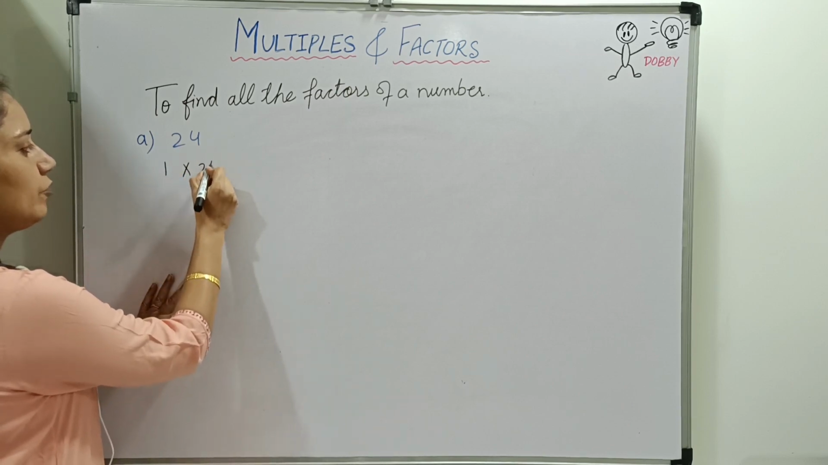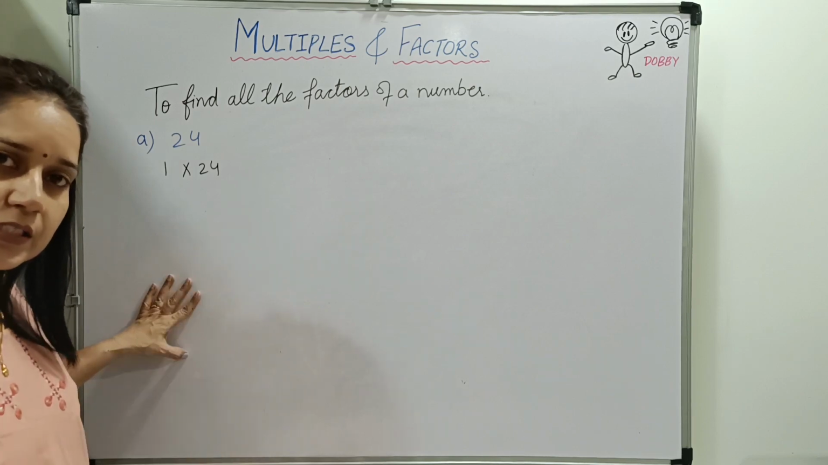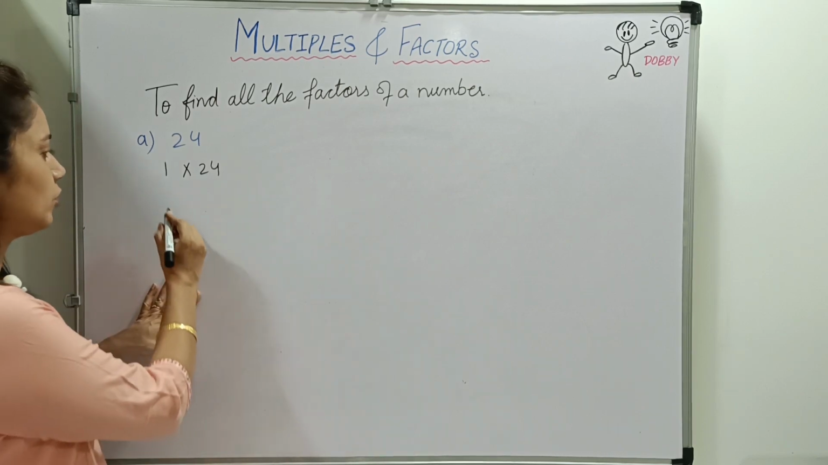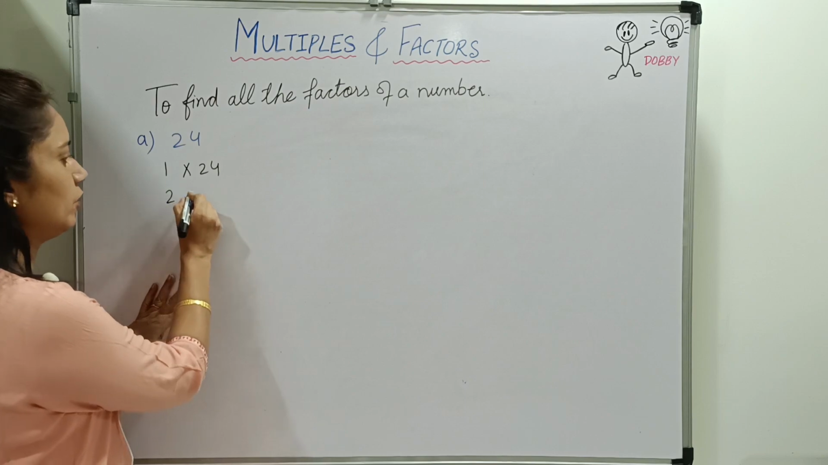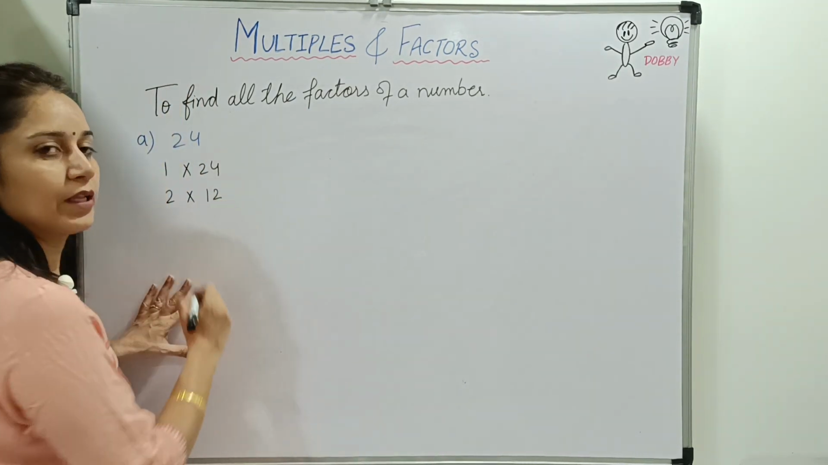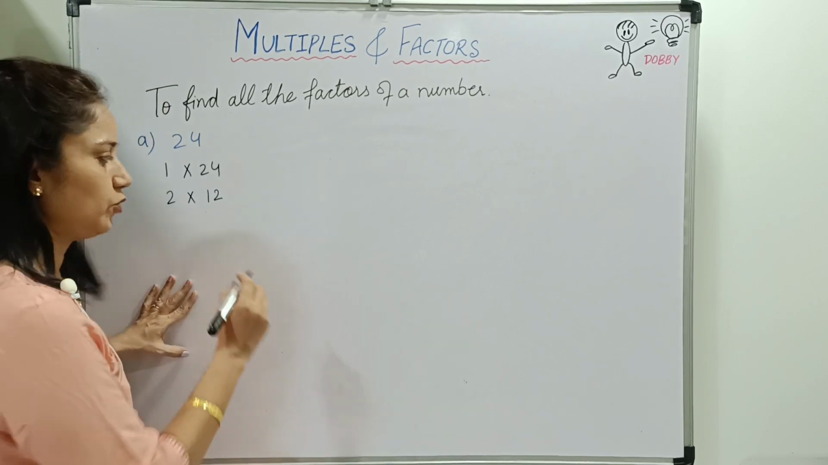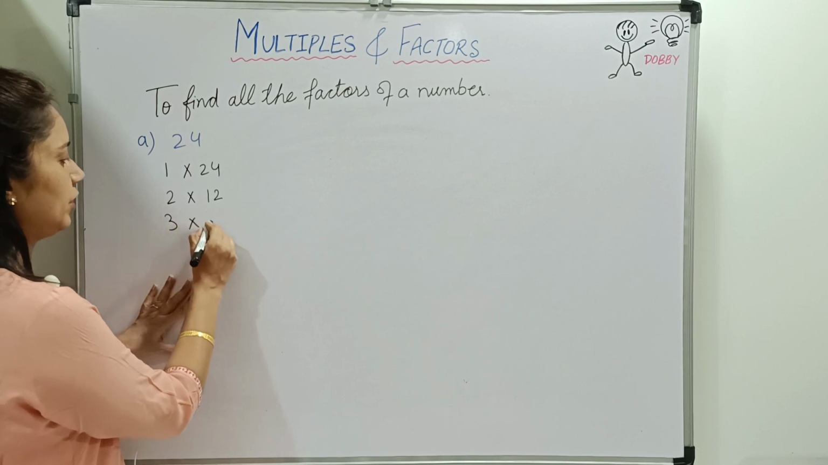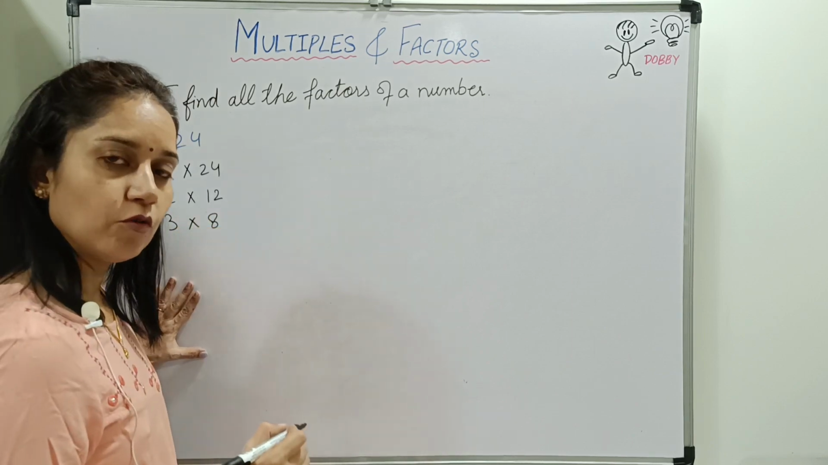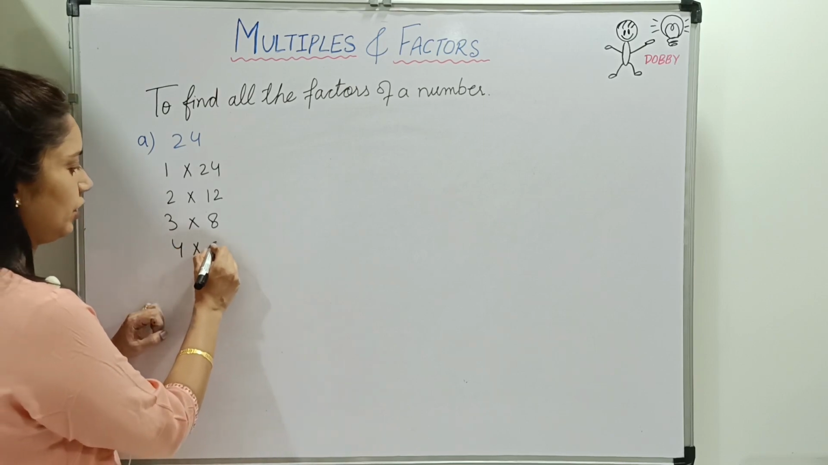1 multiplied by 24 is 24. Now check the next table. We will go in increasing order, not random. So table of 2. 2 multiplied by 12 is 24. Now go to table of 3. 3 7s are 21. 3 8s are 24. Table of 4. 4 5s are 20. 4 6s are 24.